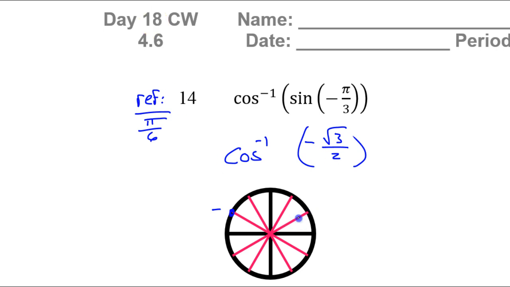Alright, and this is 1, 2, 3, 4, 5 pi over 6. So that's going to be the final answer. It's 5 pi over 6.